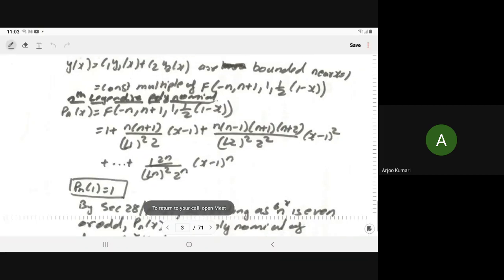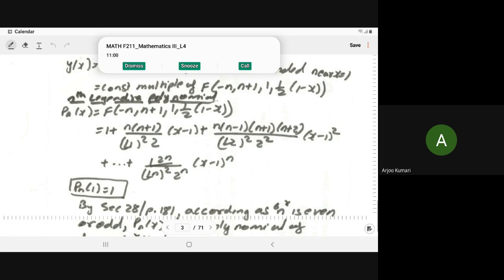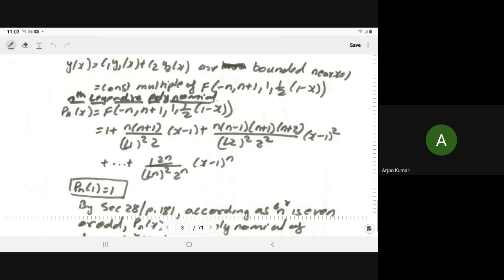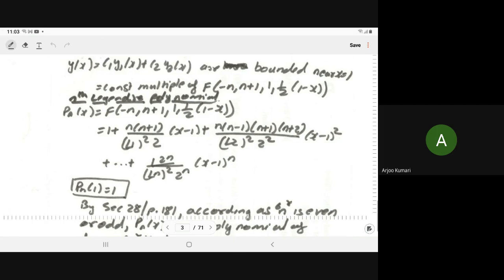So I was saying that in the last class we solved the Legendre polynomial, and in that we determined the solution y is equal to c1 y1 plus c2 y2, or we can say it is a constant multiple of F of minus n, n plus 1, 1, 1 by 2, comma 1 by x. So this much we have solved in the previous class.